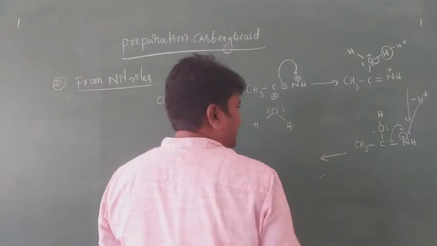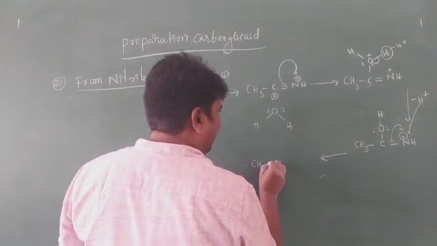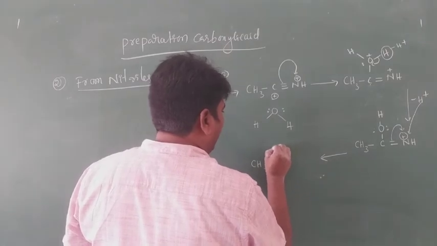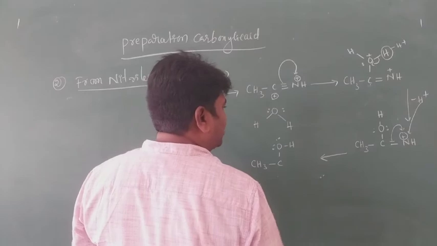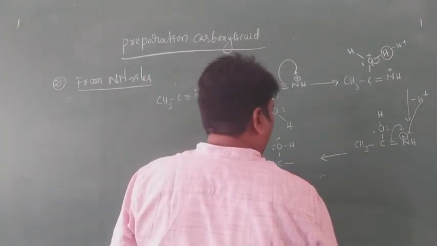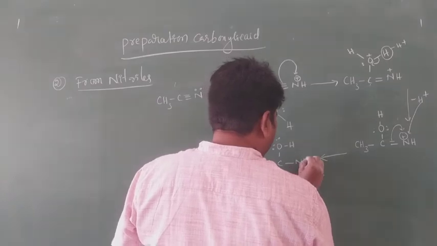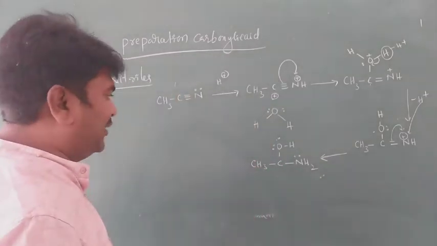See here, that is CH3, C, oxygen lone pair, lone pair, and hydrogen. Next one, I think it is a single bond, NH2, NH2. It is a lone pair. It is very important, my dear students.